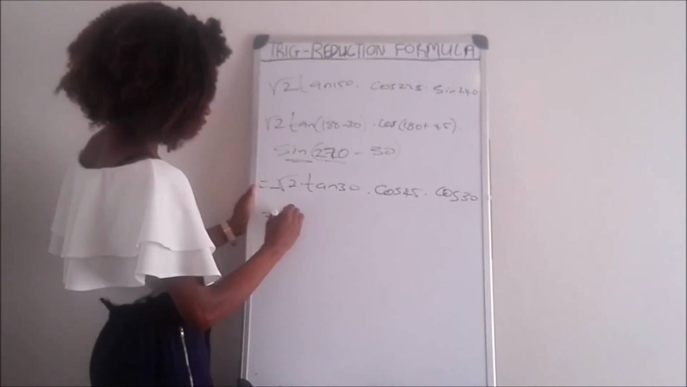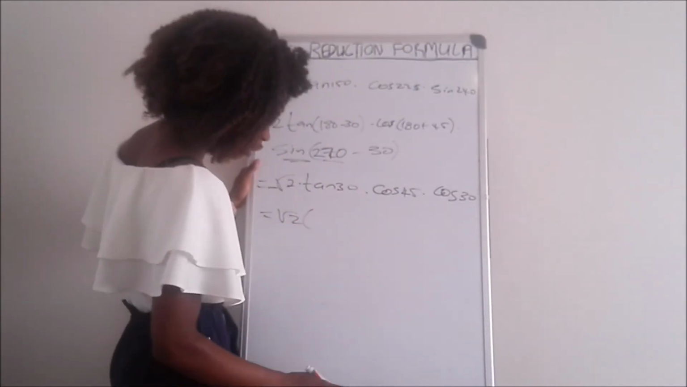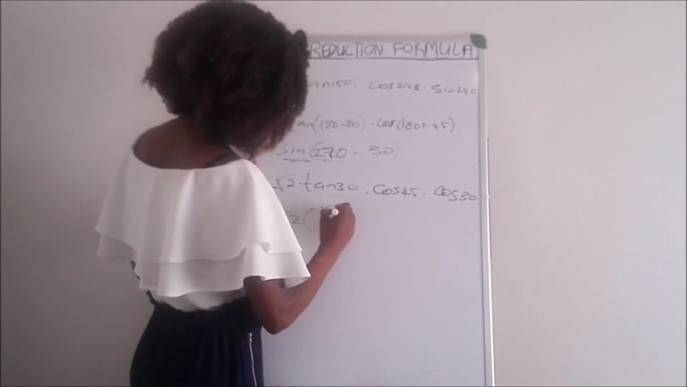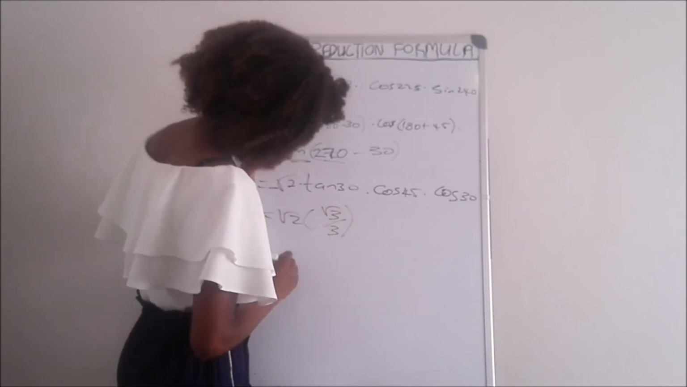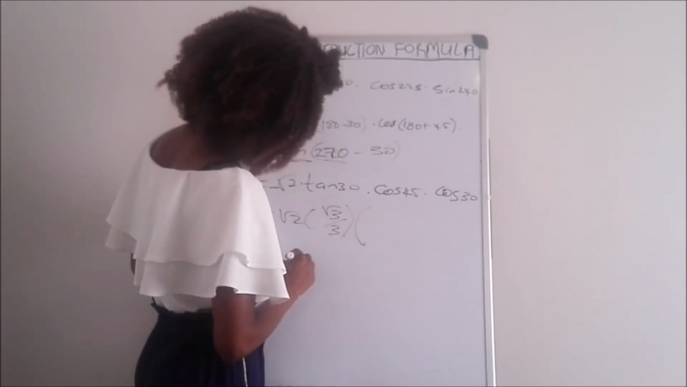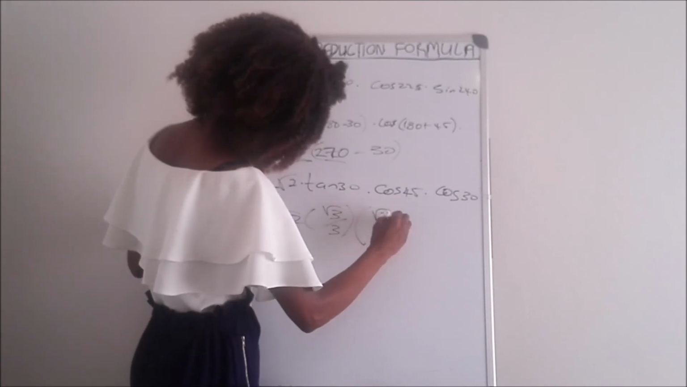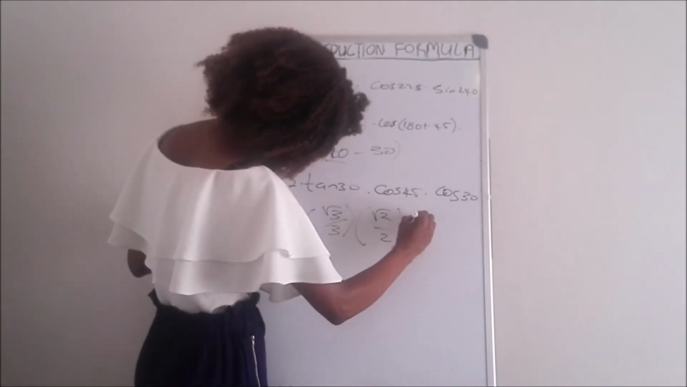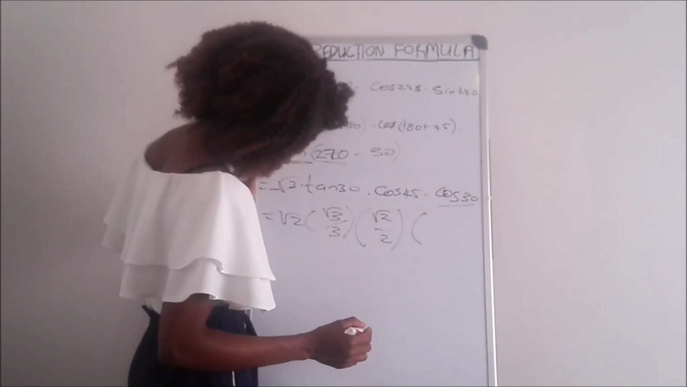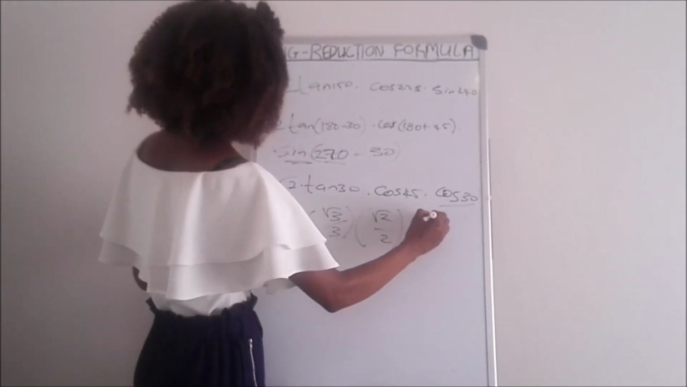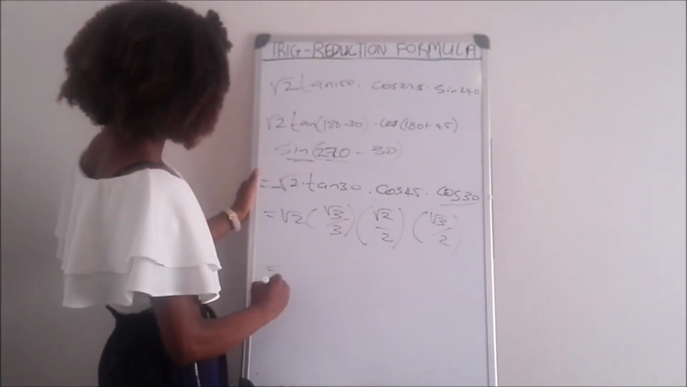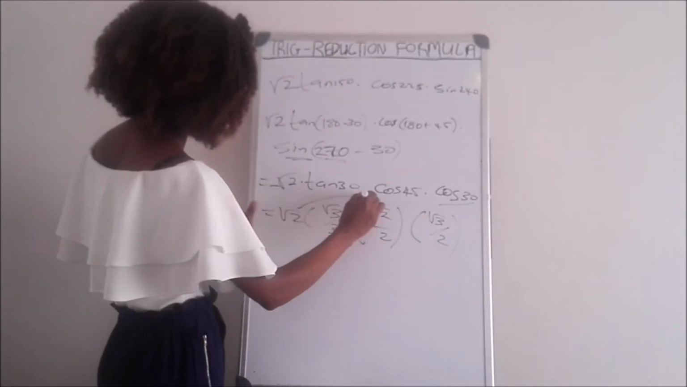Alright, and then moving forward, according to special angles, tan of 30 is the same as root 3 over 3. That's the tan of 30 for the first special angles. And the cos of 45 is the same as root 2 over 2. And the cos of 30 for special angles is the same as root 3 over 2.